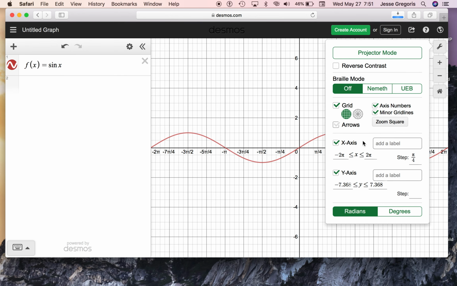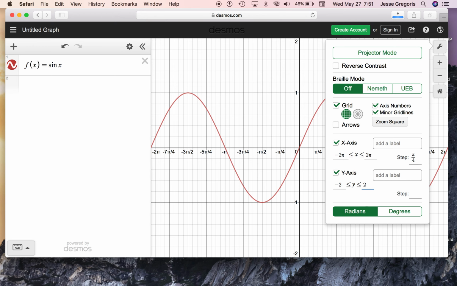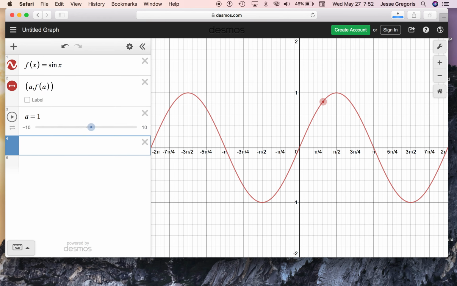And I'm going to change my y scale because I know it has a range of negative 1 to positive 1. So I'll go negative 2 to positive 2 just so everything kind of pops. So here we have our sine graph. And let's plot the point, I don't know, a and f of a. And then let's also plot the point negative a and f of negative a.